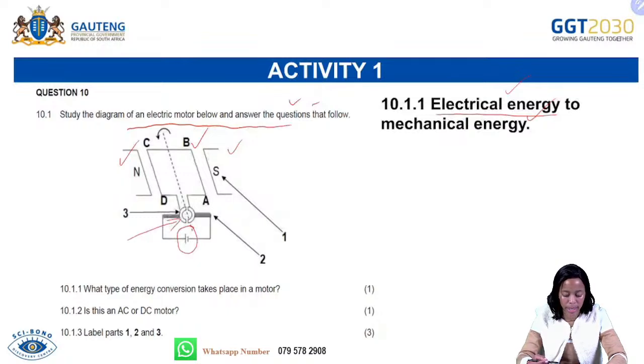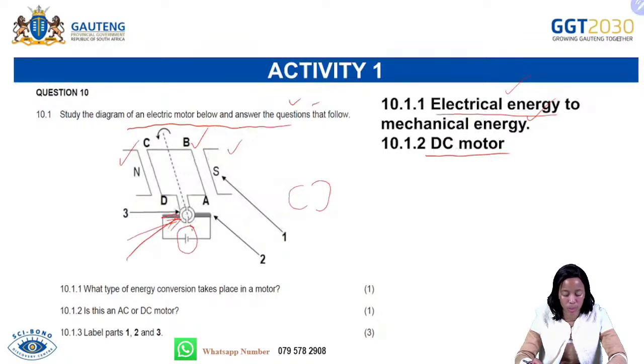And then it says, is this an AC or a DC motor? So remember we said that with an AC motor, we are going to have slip rings. But with a DC motor, we are going to have a split ring commutator. And then we said, how are we going to identify the split ring commutator? It is going to be two rings that are not connected to each other. So it therefore means that this would be representing a DC motor.